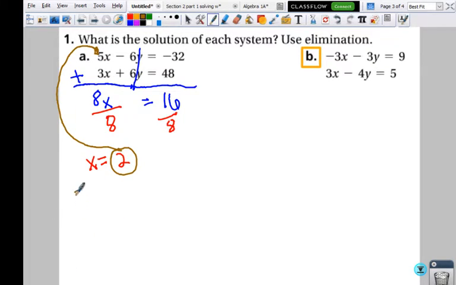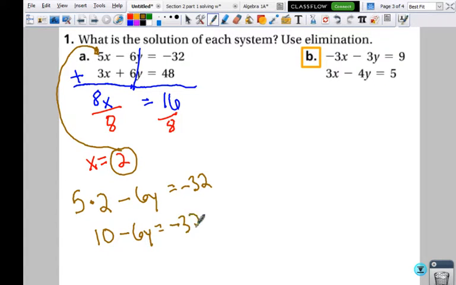So I'm going to put x in right there, right? I'm going to have a 5, and then Drayton, what was between the 5 and the x? Multiplication. Yep. So we're going to go times 2, and then I got minus 6y, and it's going to equal negative 32. Drayton, what's the first thing we're going to do now to solve? Multiply 5 and 2. Yep. And what are we going to get? 10. So I'm going to go 10 minus 6y equals negative 32.